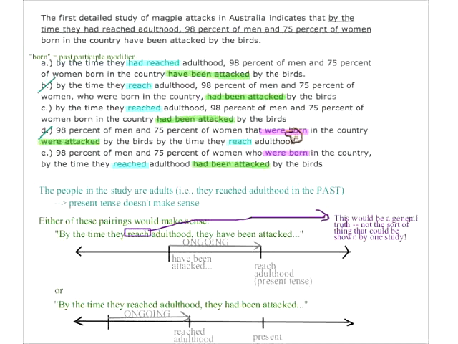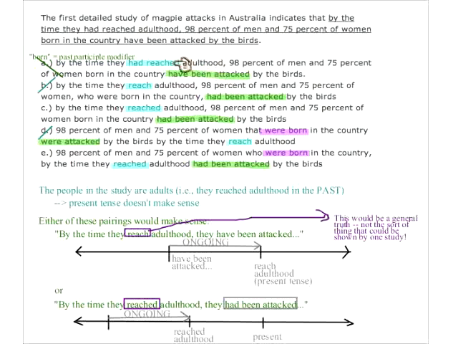Like, notice there's no choice that pairs these two anyway, so you don't have to deal with this issue here. But if you had reach and have been attacked, it would make logical sense, but not common sense. Like, a study can't show something like that. On the other hand, by the time this data set of people reached adulthood, we know they're adults because they're in a study. So they have to have reached adulthood already in the past. They had been attacked. This works. So that's the pairing of verbs that you want here. Had reached and attacked and have been attacked.